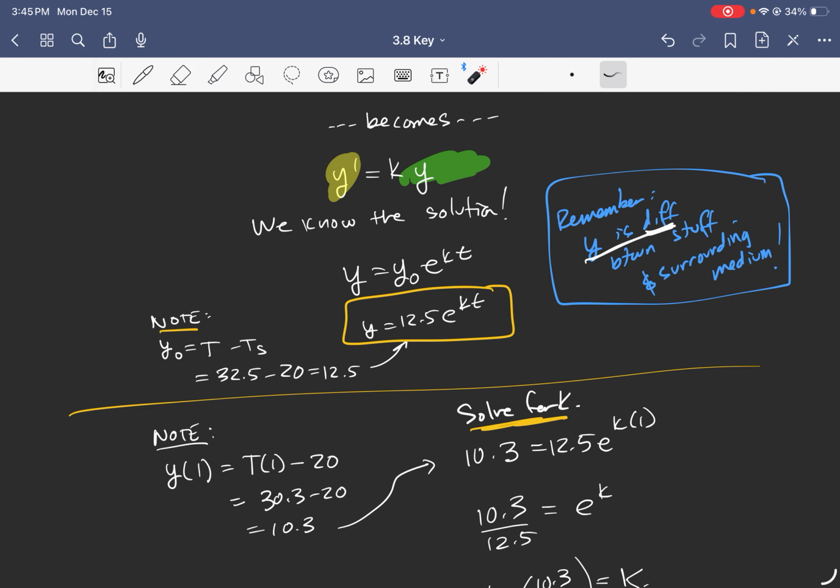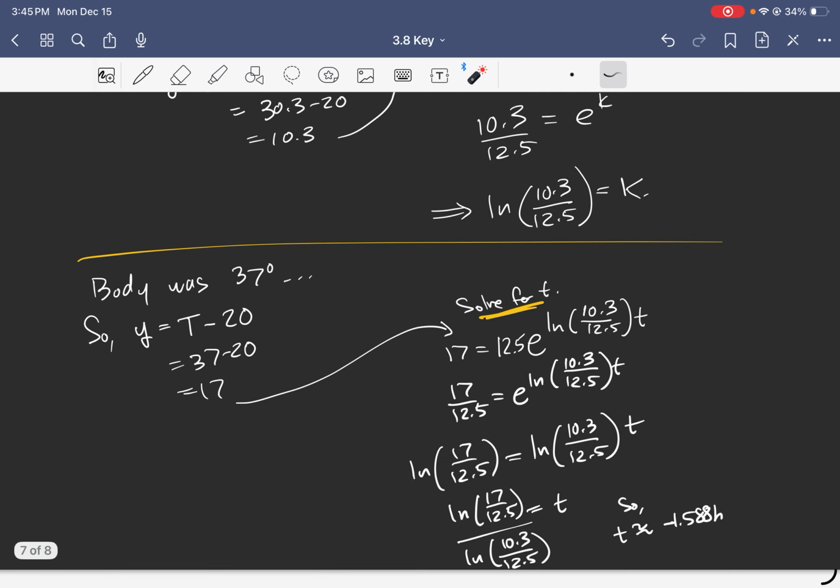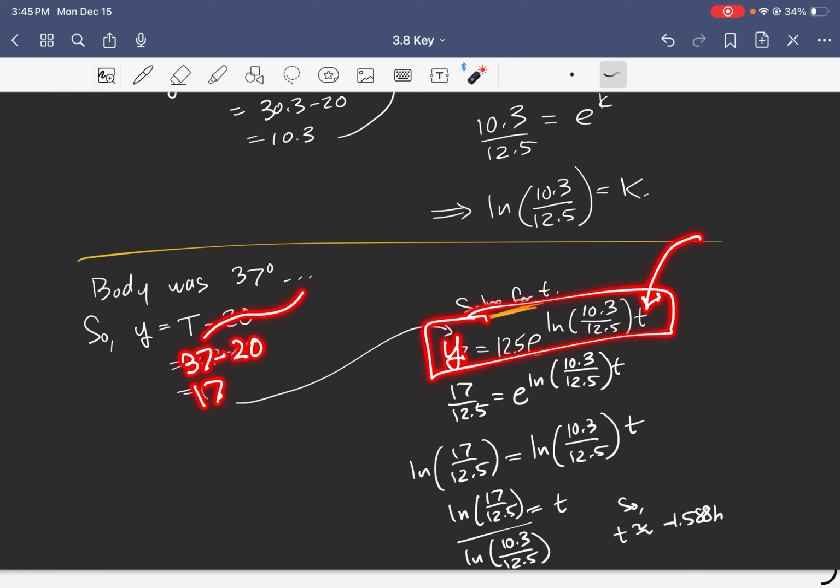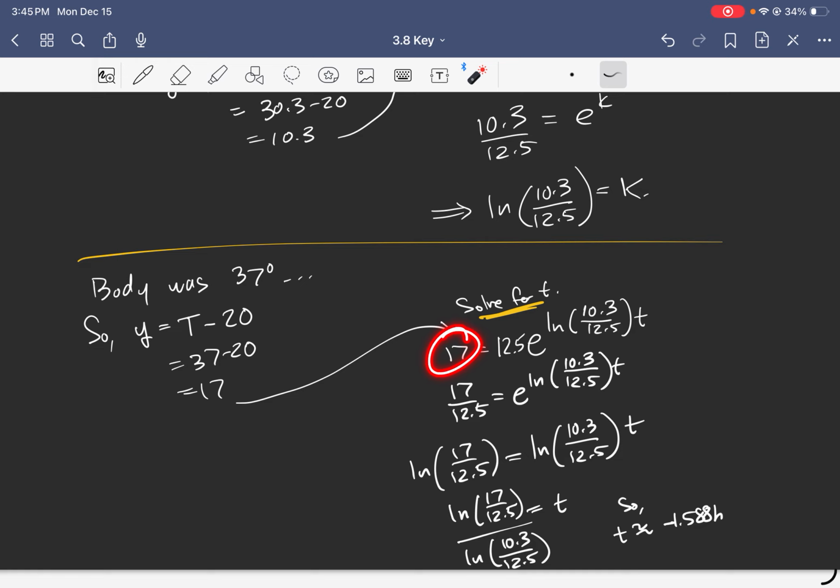And so in this case, it was a dead body. The dead body starts off at 32.5 and the room is 20. Then the initial difference is this. We did a bunch of work, and then at the very end, they wanted to know, okay, you've got your swanky model here where your temperature difference is this. Well, I want to find out how long ago the difference between the person and the medium was 17, because we assume that the person started off at 37 degrees Celsius before they died. So the difference is 17, and we solved.